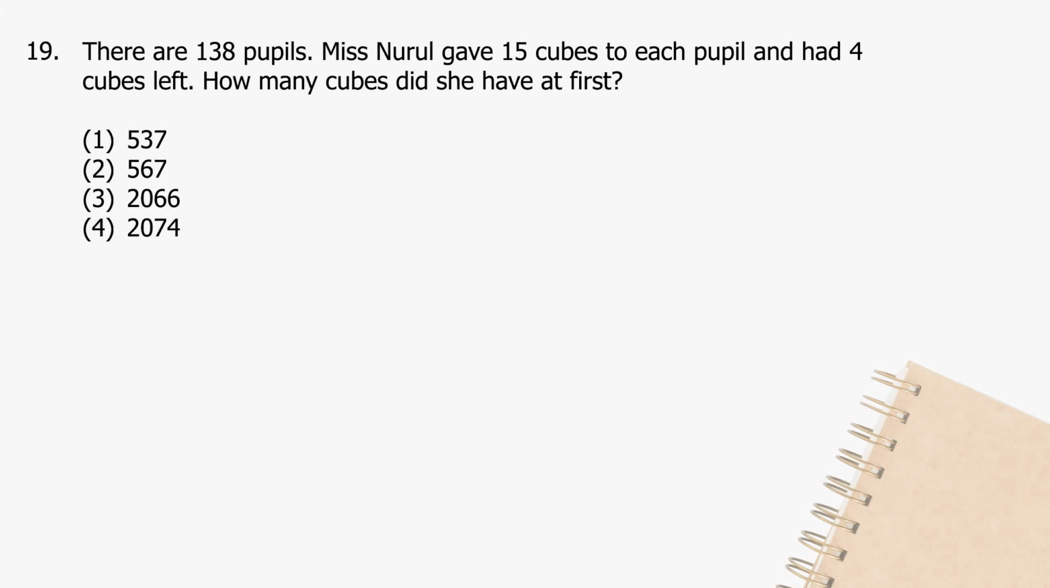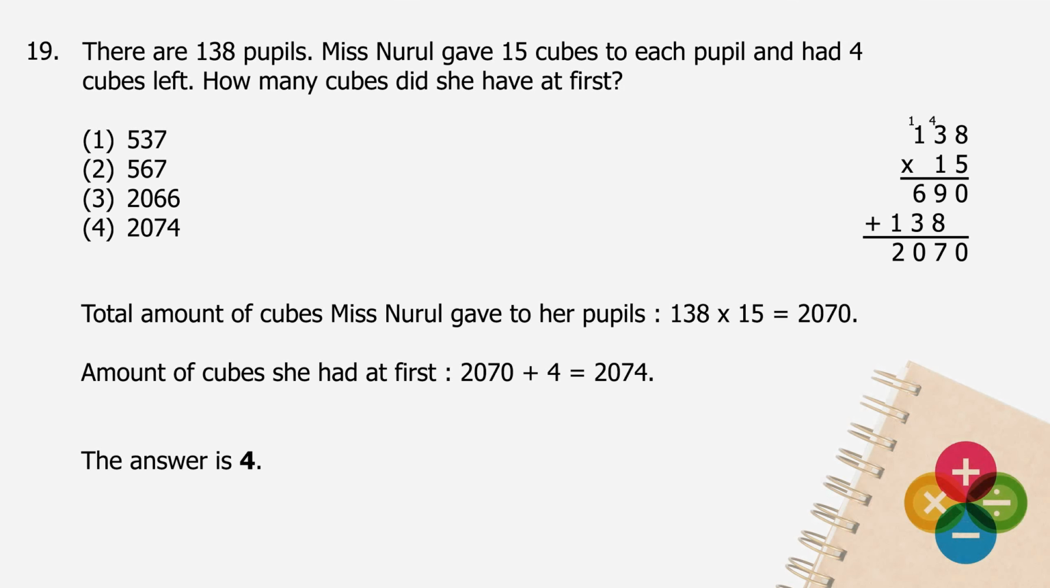Question 19. There are 138 pupils. Miss Nurul gave 15 cubes to each pupil, and had 4 cubes left. How many cubes did she have at first? The total amount of cubes Miss Nurul gave to her pupils will be: multiply 138 by 15, and the product is 2,070. The amount of cubes she had at first will be: add 2,070 to 4, and the sum is 2,074. The answer is 4.